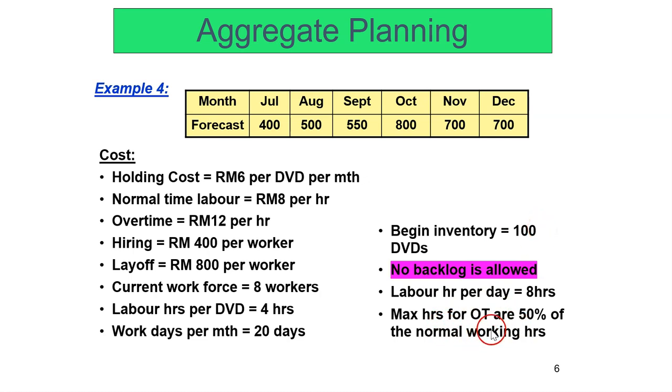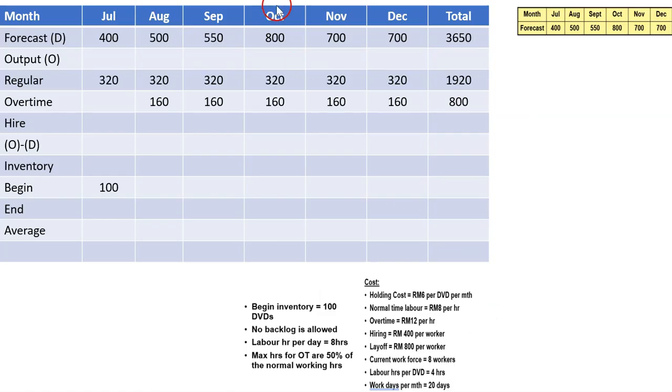Okay, this is the capacity of OT, which is 50% of normal working hours. Okay, first we need to set up the aggregate table. You need to put all the forecast, demand, total up. Then you're going to start to do the regular. Okay, how to get the regular?